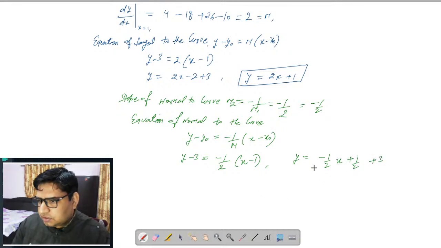Or we can solve it further: minus 1 by 2 x plus 7 by 2.